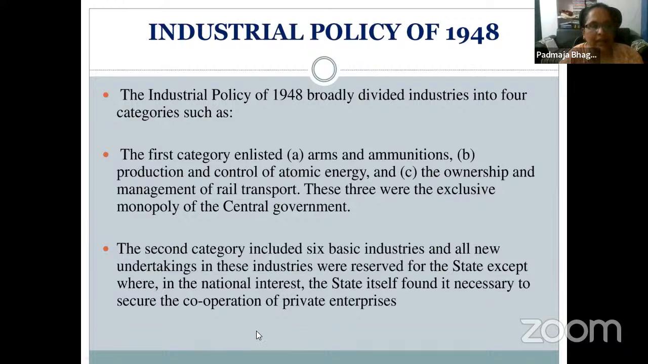The second category includes six basic industries, which were reserved for the state, except where, in the national interest, the state itself found it necessary to secure the cooperation of the private sector. The next one is the private sector.